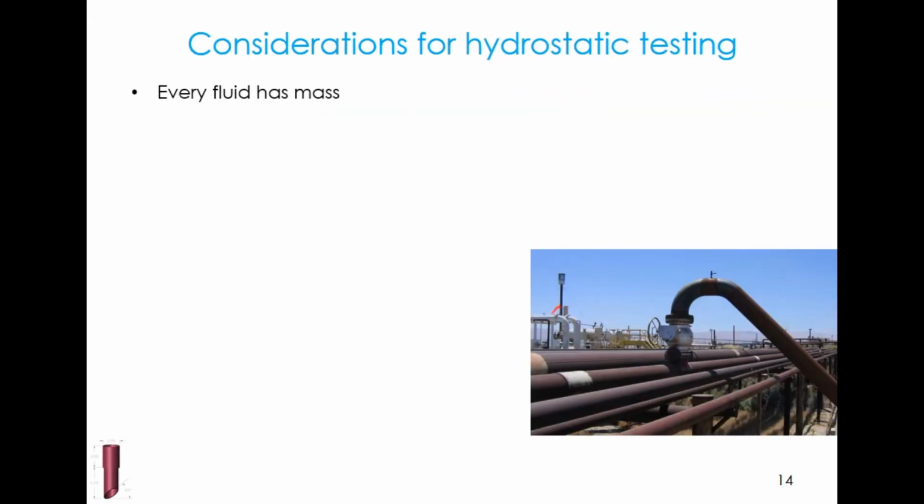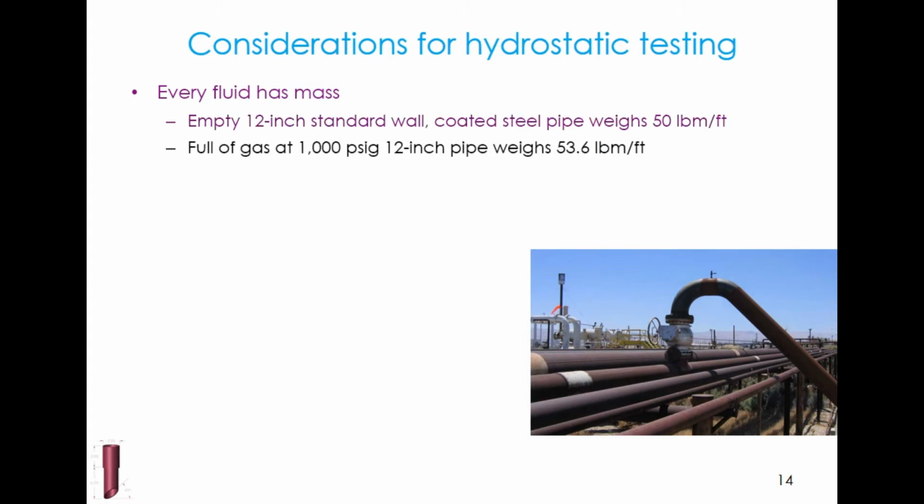So if you're going to do a hydrostatic test, there are things you need to be thinking about. Every fluid has mass. An empty 12-inch standard wall coated steel pipe weighs 50 pounds per foot. If that line is full of gas at 1,000 pounds, that 12-inch pipe now weighs 53.6 pounds per foot. A little bit heavier, but not a lot. Normally people will use a design factor of 2, which would rate the pipe stands at 106.4 pounds per foot.